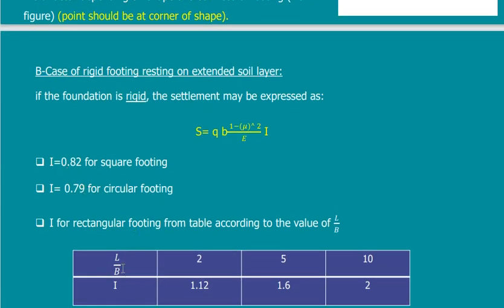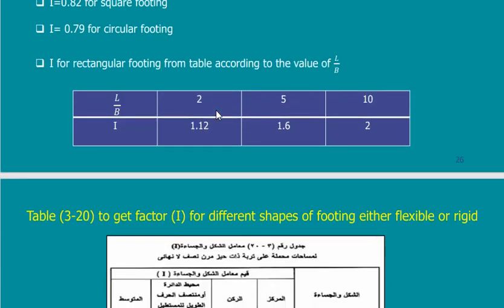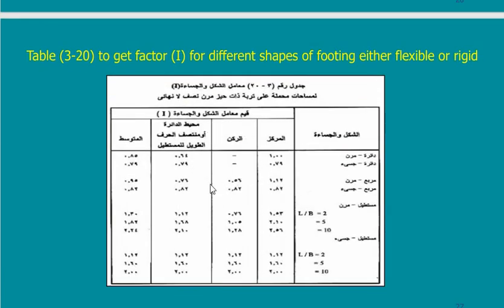In case of rigid footings, the difference will be in the I. Here I can take the value of I to be one of these values depending on my L over B ratio. If L over B is 2, 5, or 10, then these will be the values of my I, and I will use the same equation. This is the value of I that is given in the Egyptian code in case you need to use it, and it is given for different shapes, rigid or flexible, and so on, depending on the location.